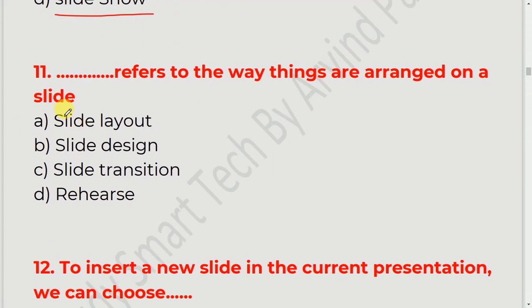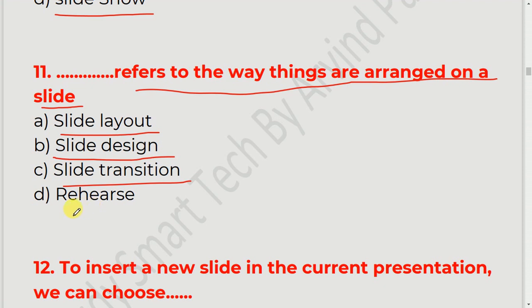Question number 11. ... refers to the way things are arranged on a slide. Option A, slide layout, B, slide design, C, slide transition, D, rehearse. And the correct answer is option A, slide layout.